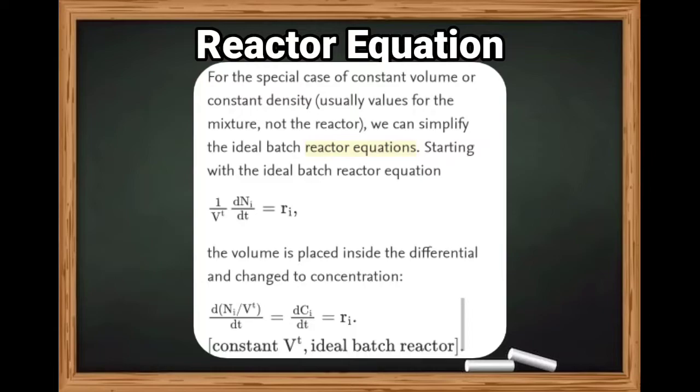Constant V t is for ideal batch reactors. This equation is usually valid for liquid phase reactions and for gas reactions where the sum of the stoichiometric numbers equals 0, but it is invalid for constant pressure gas phase reactions with mole changes. When the rate expression is known, this equation yields the major design variable, time, for a batch reaction of given concentration or conversion.